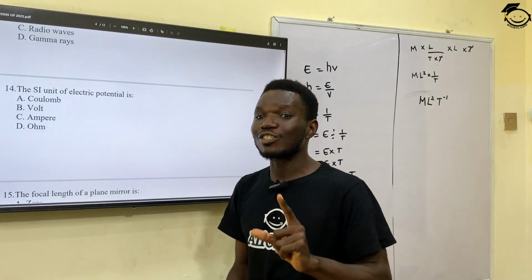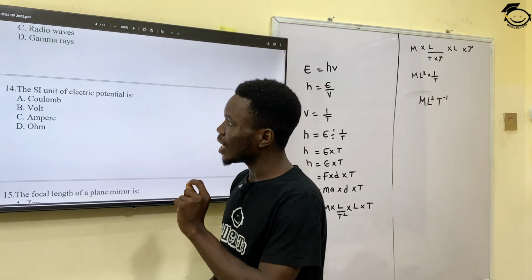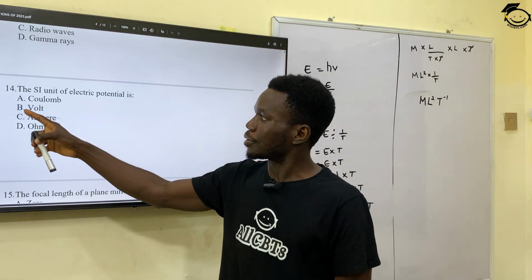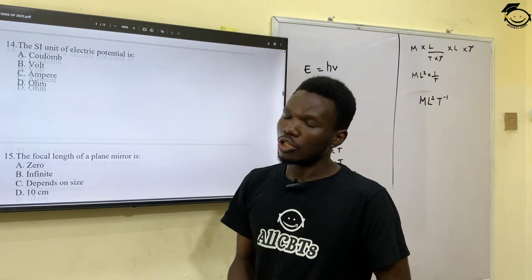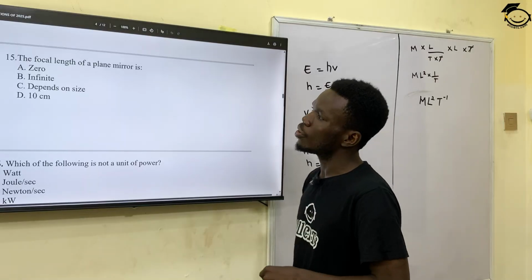The SI unit of electric potential is volts. The SI unit of the electric potential is volt, which is option B. Option B is the SI unit, which is volt. That takes us to question number 15, which says the focal length of a plane mirror is dash.